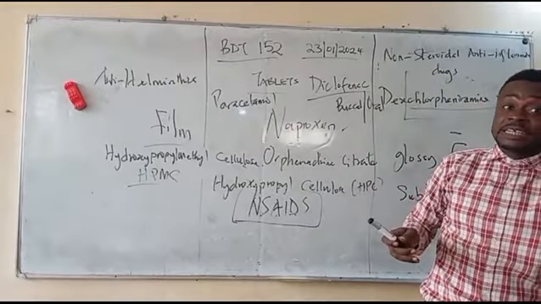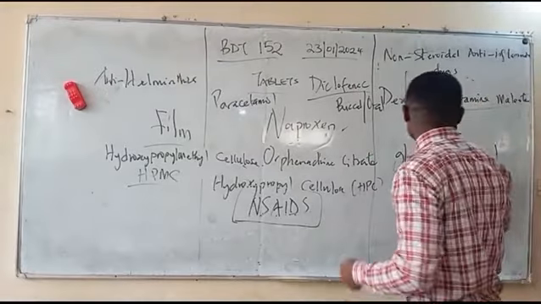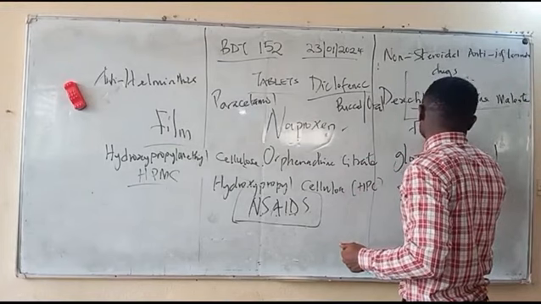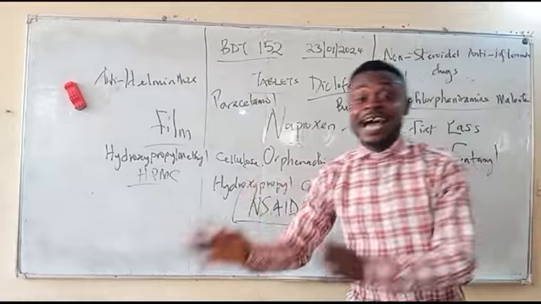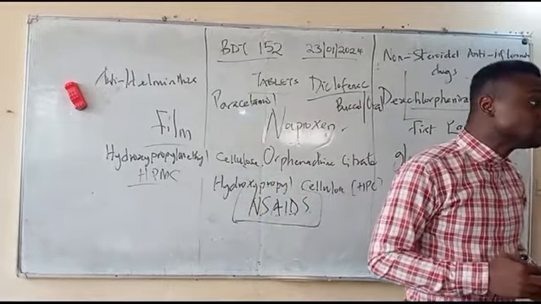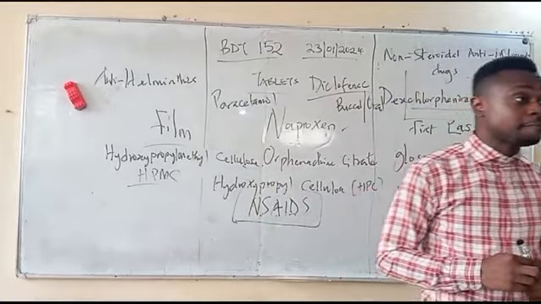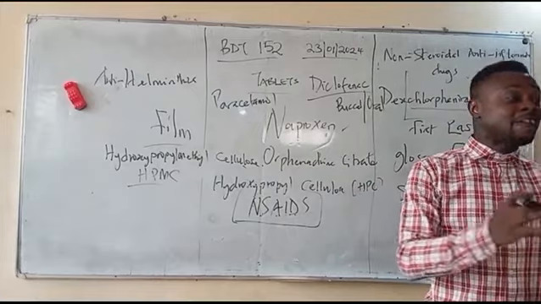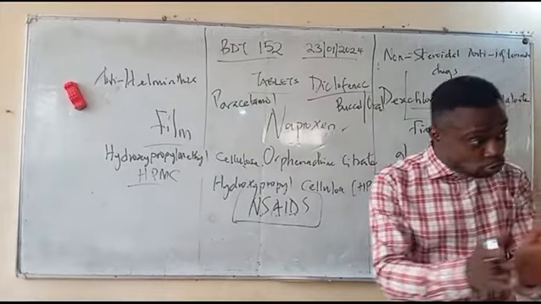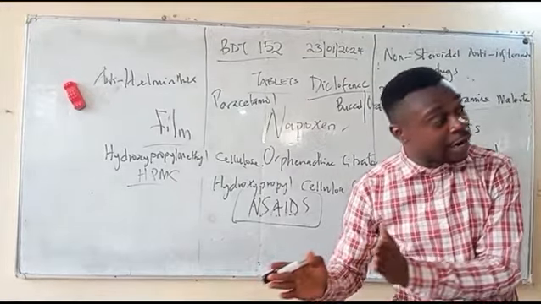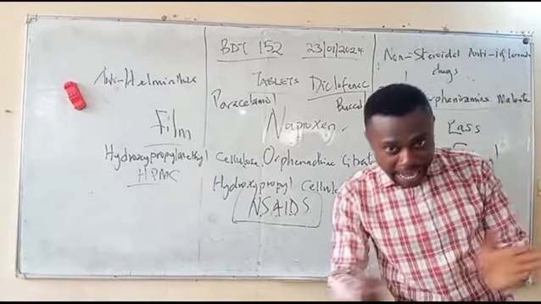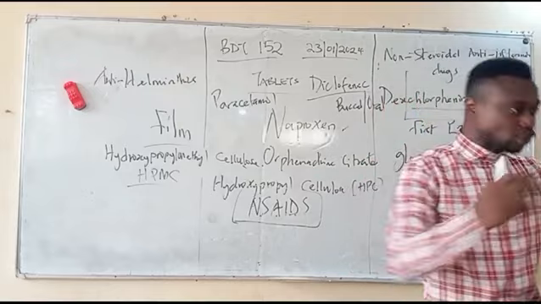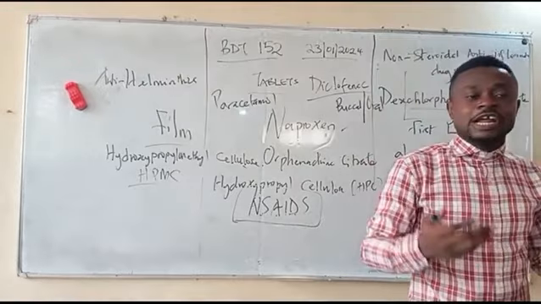We call it first pass. In Igbo language, it means as they pass, they will be affected. They will be destroyed, and they will not be there to do their own work.